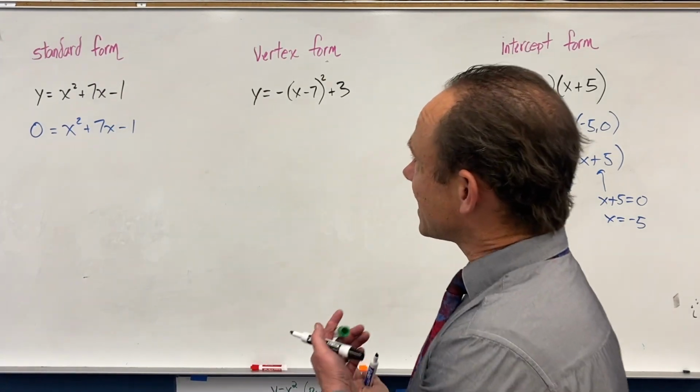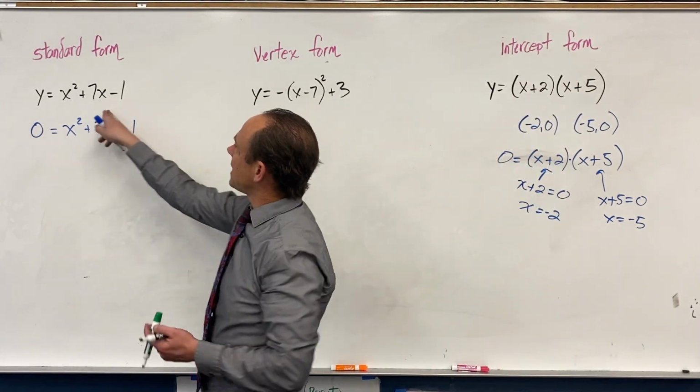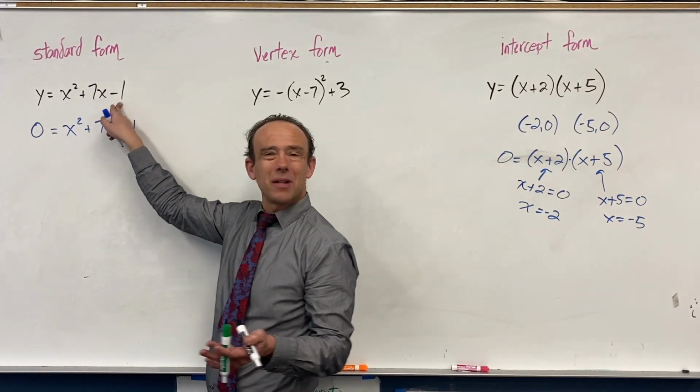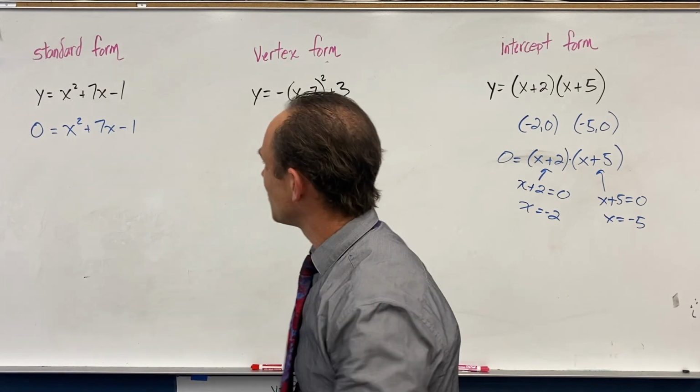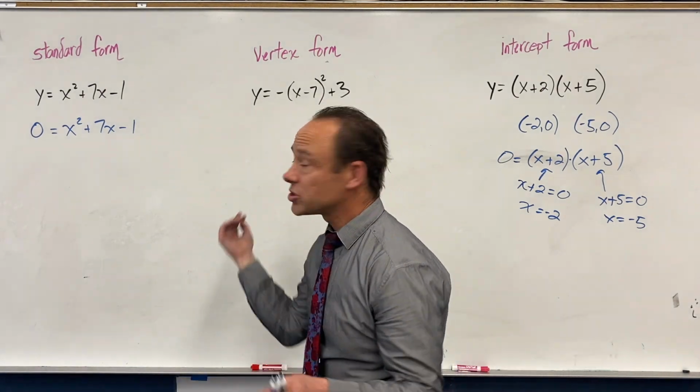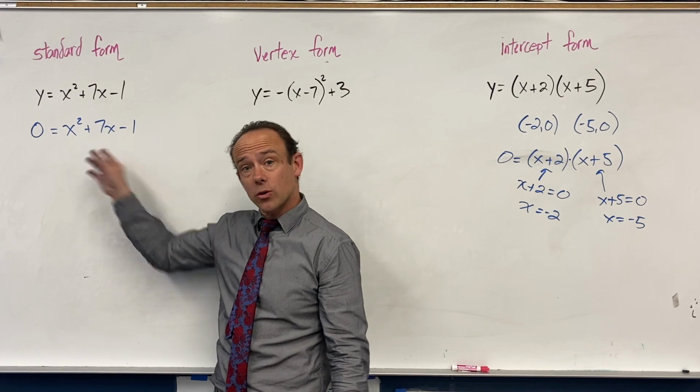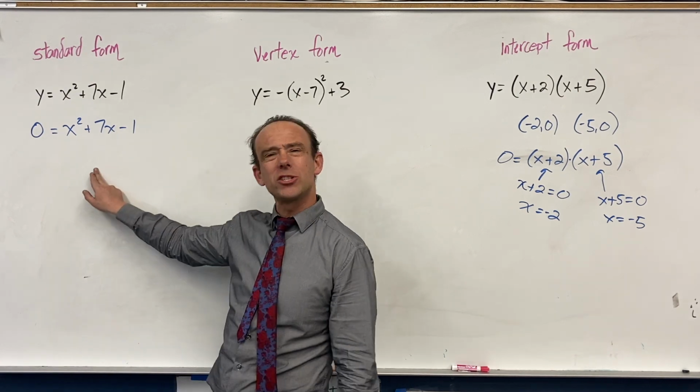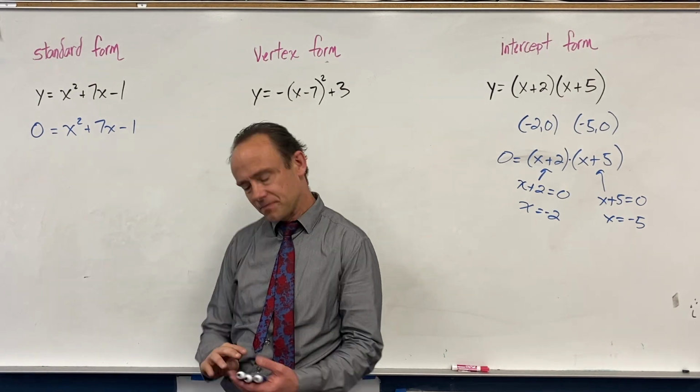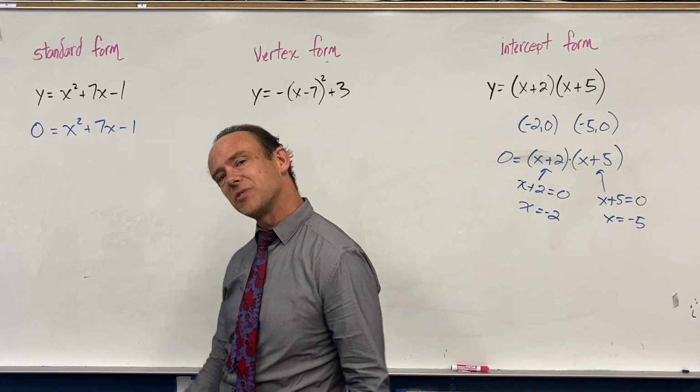So here I got one that I know is not factorable. I'm not going to be able to add to 7 and multiply to -1. So I'm out of luck. I got to either complete the square or use the quadratic formula. And I'm going to use the quadratic formula because of that odd number. But you can do whatever you want. So let me do it real quick.